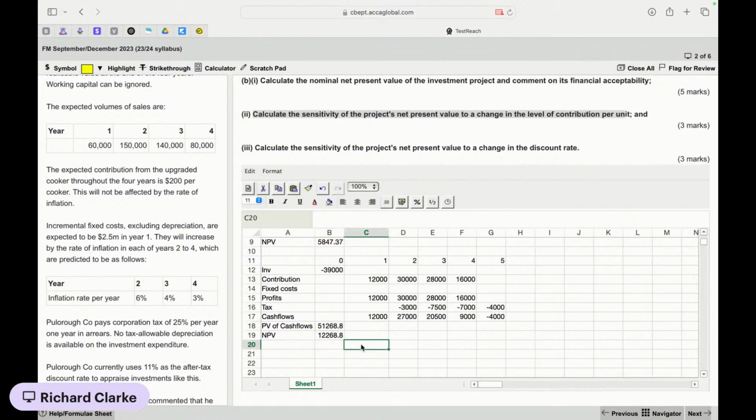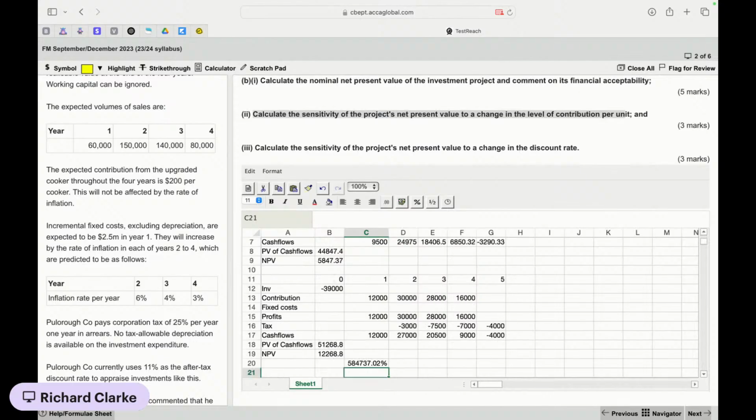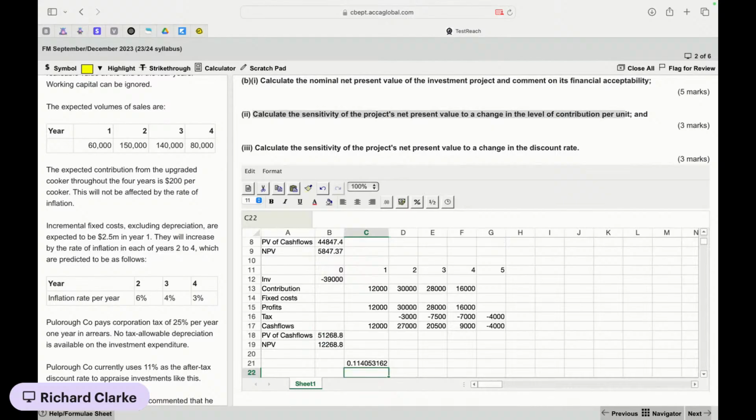So I said the way to work out the sensitivity is you take your NPV of the first, not this one, because that one doesn't include fixed costs. So you take your original NPV, 58,437, and you want it as a percentage. I'll do it down here. Take your original NPV and divide it by the present value of your cash flows: 11.4%. Change that to a percentage sign, and we'll do it to 2 decimal places: 11.41%. That's how sensitive the NPV is to a change in the contribution.